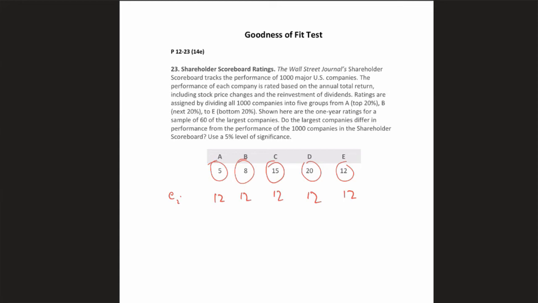But as you can see, there's a difference between 5 and 12, 8 and 12, 15 and 12, 20 and 12, and those two are the same. But the question is, is that difference sufficient enough for us to conclude that the distribution for the companies in the sample differs from what was postulated? All right. So let's look at that question.